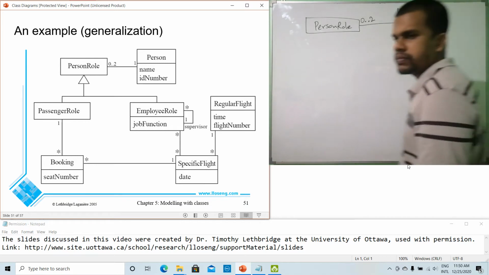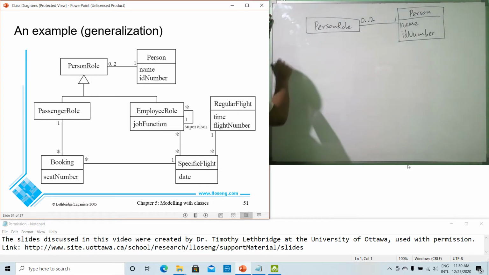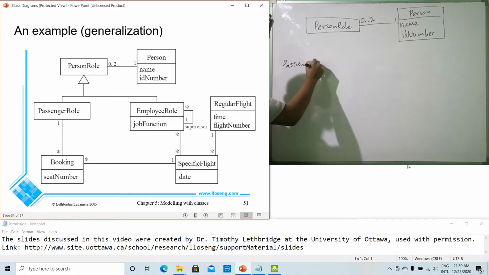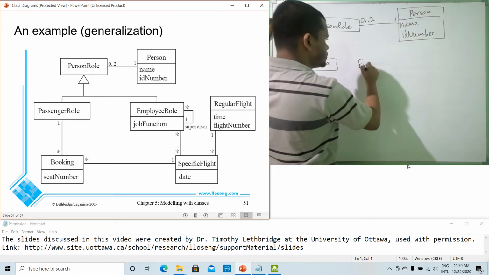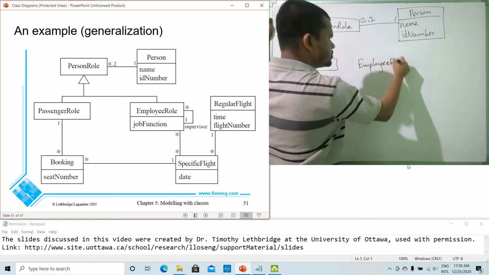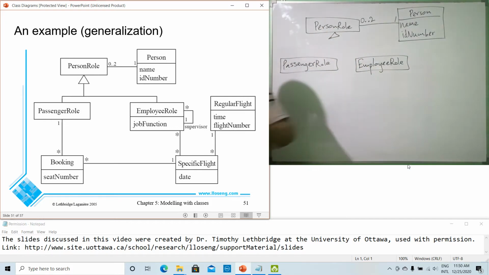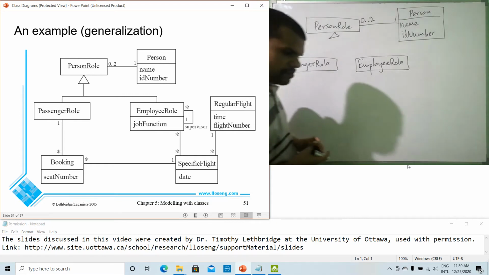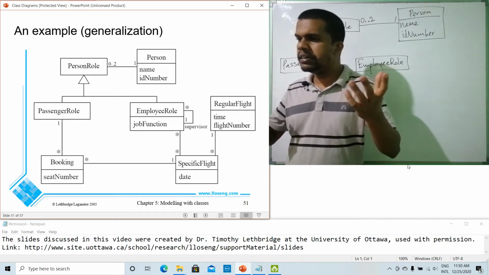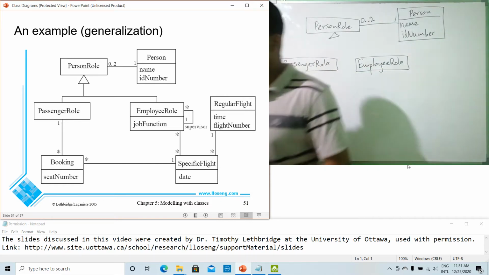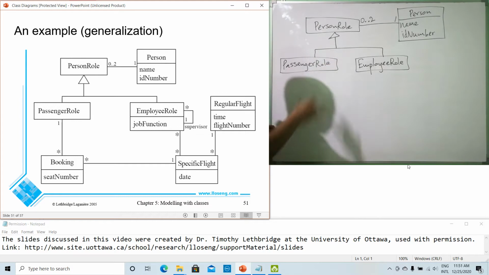Now here, the role of a person can be either a passenger or an employee. So this passenger and employee can be grouped together. They have similar attributes: name, gender, date of birth. Those types of things are similar, therefore we can group them together. We use the concept of generalization.